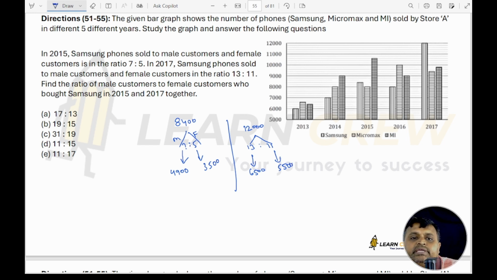Find the ratio of the male customers to female customers who bought Samsung in 2015 and 2017 together. So 4,900 plus 6,500, which is 11,400, is to 3,500 plus 5,500, 9,000. So two zeros cancel. Now it is how many times? 9 times. 6 19s are 114, 6 15s are 90. So 19 is to 15. 19 is to 15 is the answer.